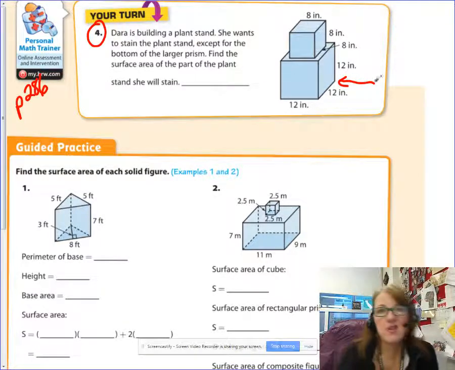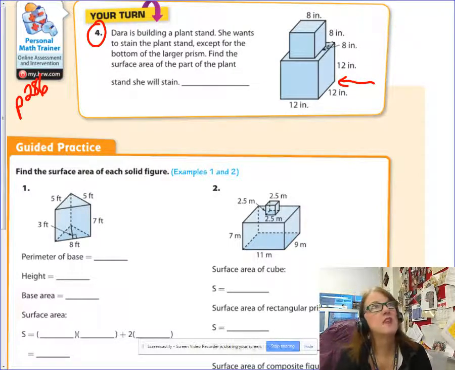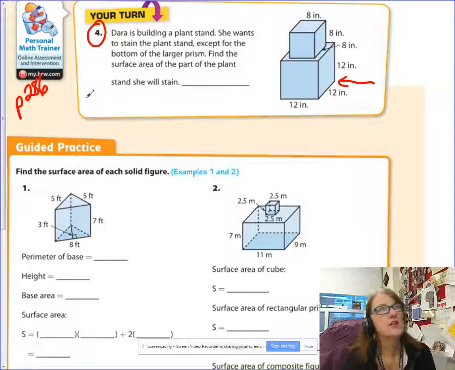Now, the nice part is these are cubes, which means every single face is the same size. Come over here and let's talk about this. Here's the smaller one, the one that's on top. It's 8 by 8 by 8, like this, okay?